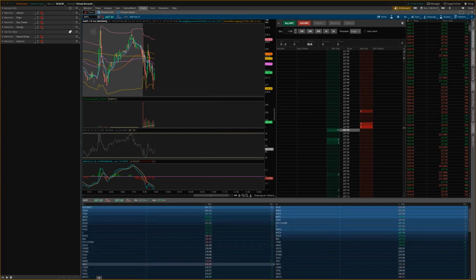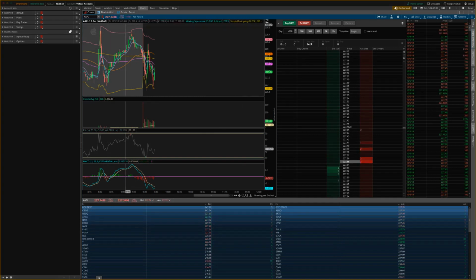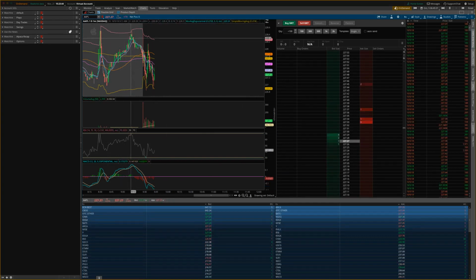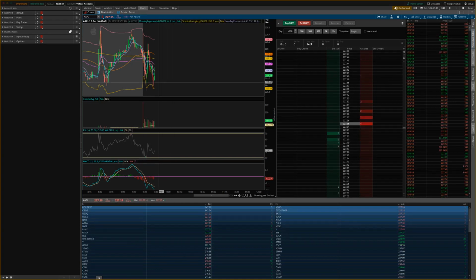And then here at 218, you have people that are willing to buy it at that point. So if, let's say, Apple would drop, you can pretty much understand that at 218 there's going to be a lot of buyers, right? So again, it gives you an idea of support and resistance.